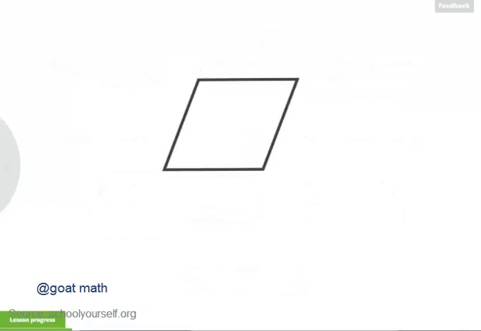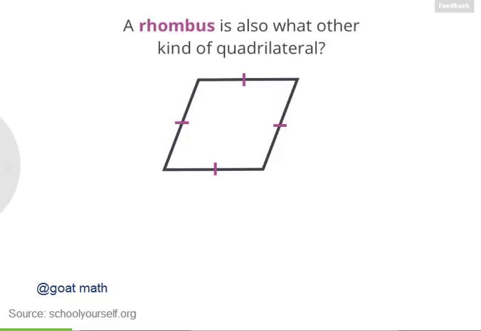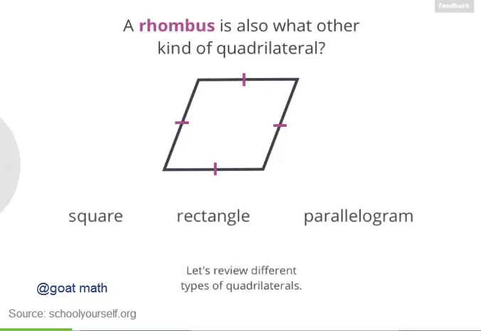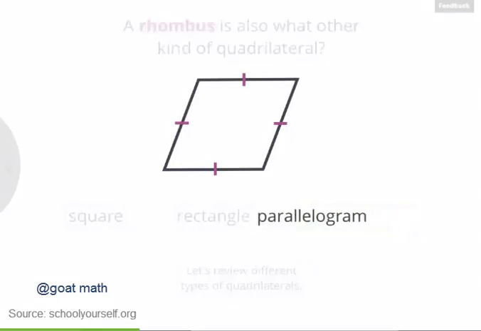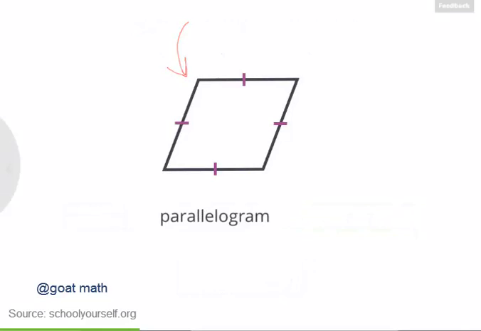Exactly, this quadrilateral is a rhombus because all four of its sides have the same length. So let's put a single hash mark on the four sides to show they're all congruent. Now every rhombus is also another kind of quadrilateral. Are they squares, rectangles, or parallelograms? Right, so every rhombus, including this one here, is also a parallelogram, meaning the opposite sides are parallel to each other.